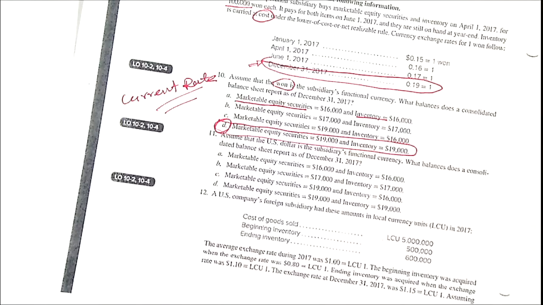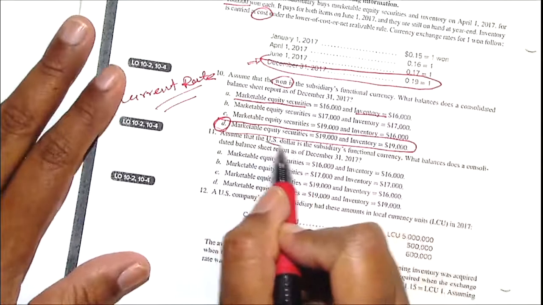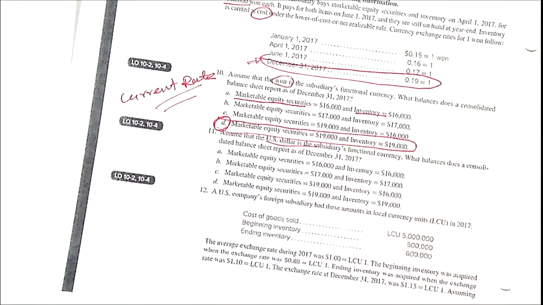What's the answer? A, B, C, D, E? C. Okay, thank you very much, and tell me why. Why C? What's the functional currency? The US dollar. So what method are we gonna use? Temporal method. Look at the items: marketable securities and inventory at cost.